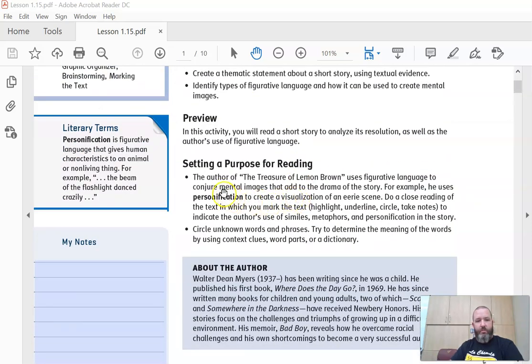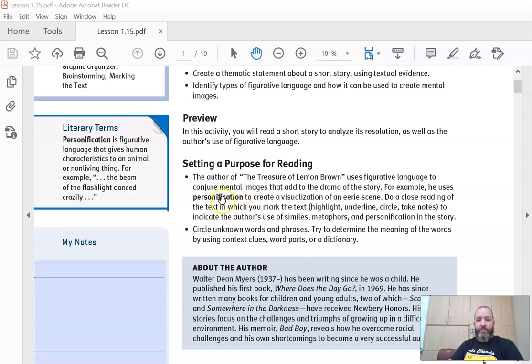Okay, so as we read, we always have something to do. It says, the author of The Treasure of Lemon Brown uses figurative language to conjure mental images that add to the drama of the story. For example, he uses personification to create a visualization of an eerie scene. We haven't talked about personification. There's a definition over here. It is figurative language that gives human characteristics to an animal or non-living thing. For example, the beam of the flashlight danced crazily. The beam is the non-living thing, but it's dancing crazily.